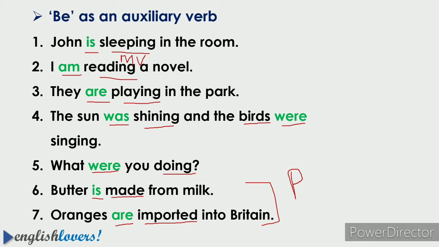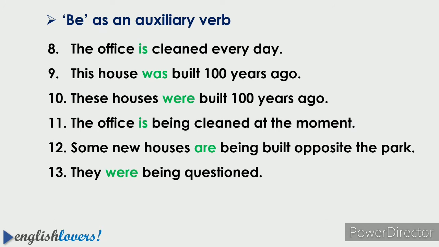We will see some more examples. Now here are some sentences, and with these sentences we are going to study how be functions as an auxiliary verb or helping verb. The first sentence is: the office is cleaned every day. Here is the form of be in the present form, and cleaned is the past participle of the verb. So this tense is simple present tense in its passive aspect, the passive voice of simple present tense.